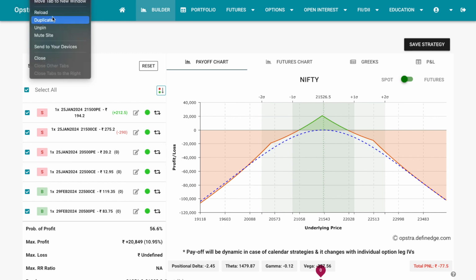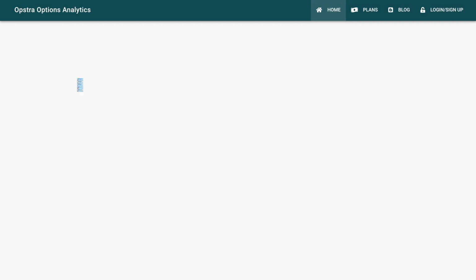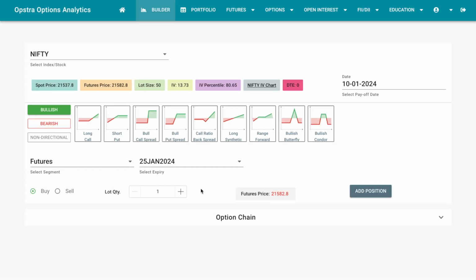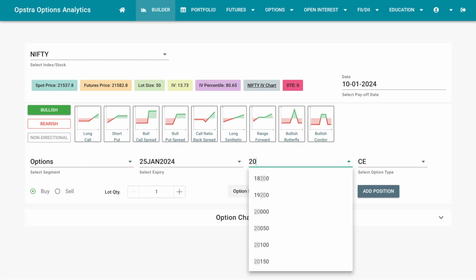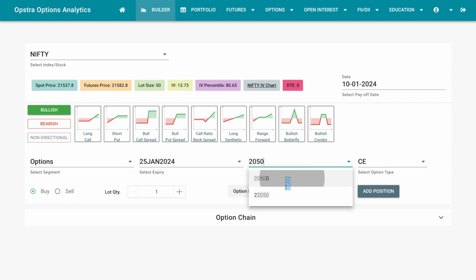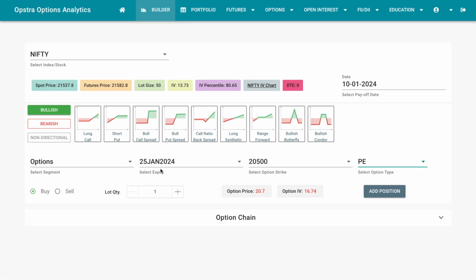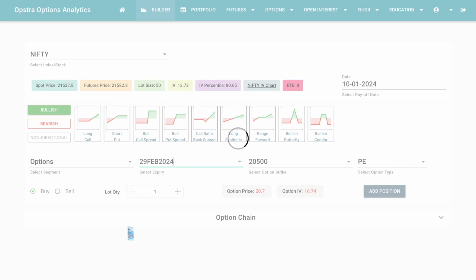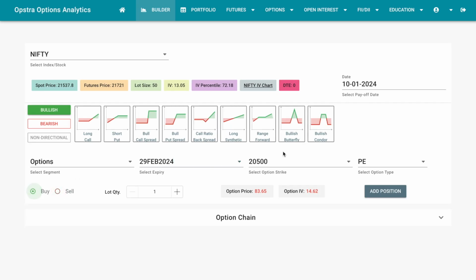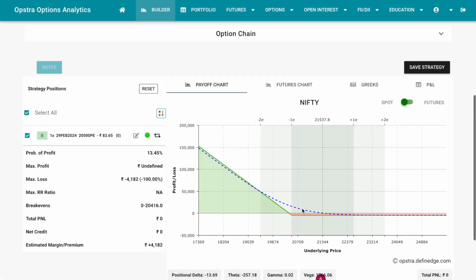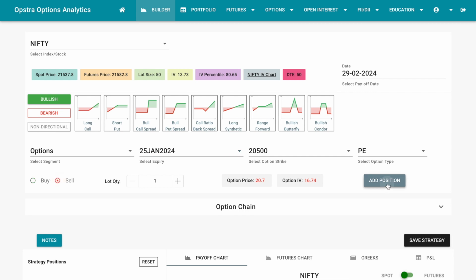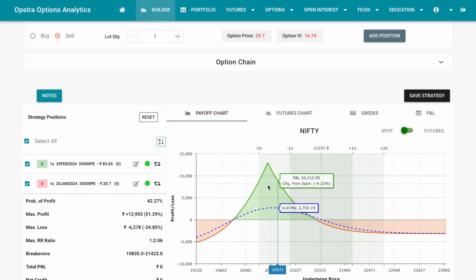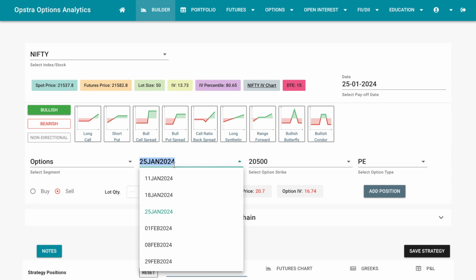It's okay. I'll just show you a duplicate strategy of this. In Jan, 20,500, this is the PE that we have sold, and in February this one we bought. You have sold the 20,000, this you bought, and this one you have sold, and we add it. Here you see the peak. Now I'll show you the second thing.